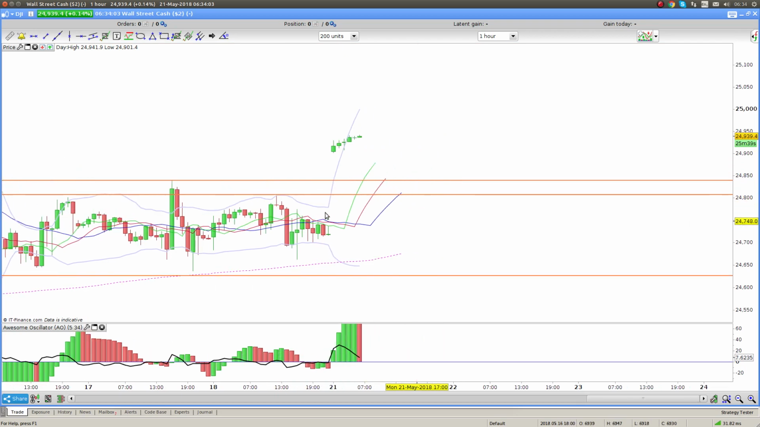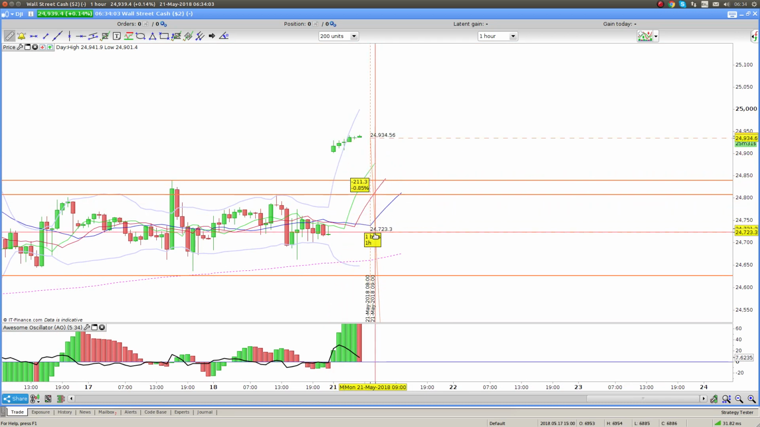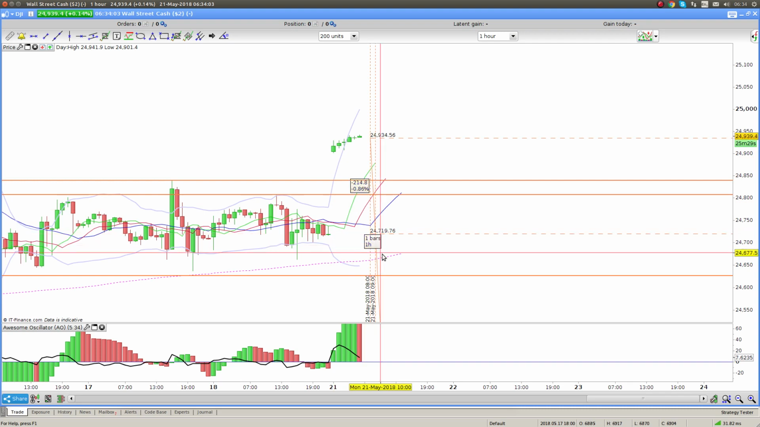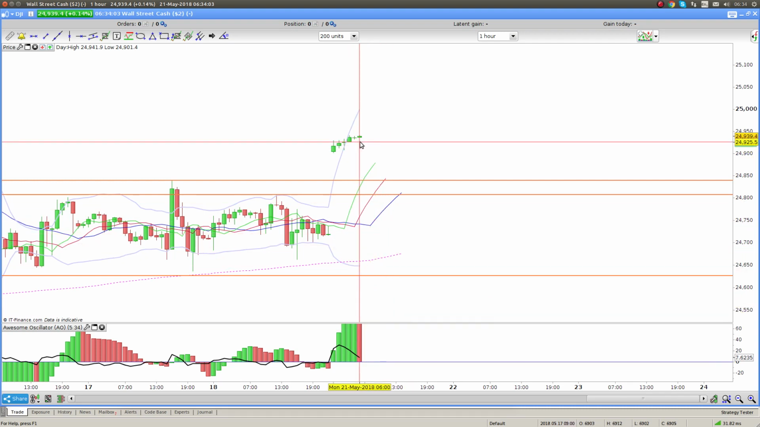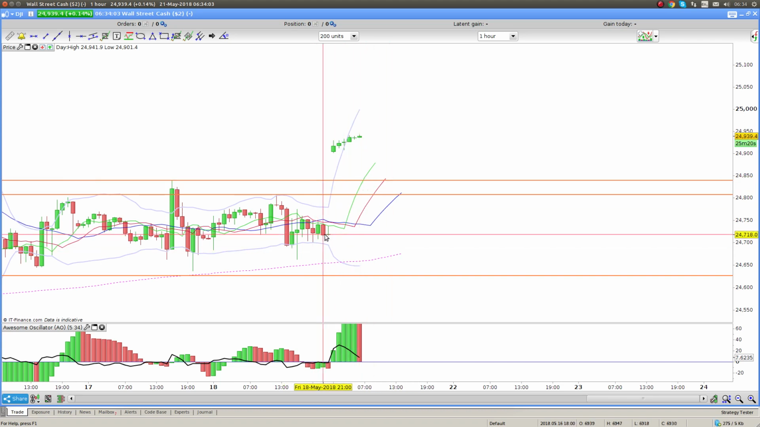So what we're looking for is better risk to reward, okay? We want to see some kind of a pullback here, and the problem is we've got a 200-point gap up. So it's highly unlikely, I would assume, that we're going to come all the way back down here.